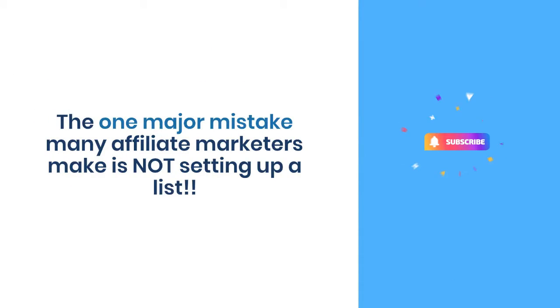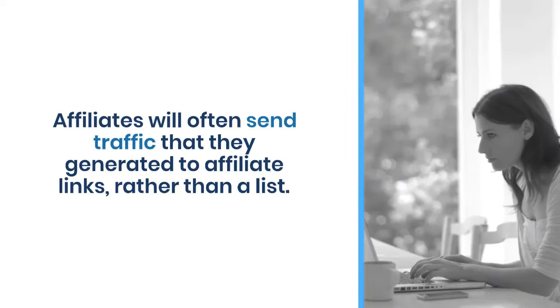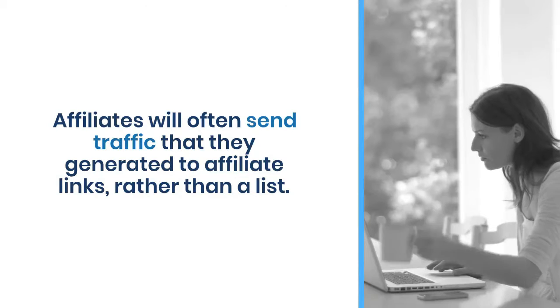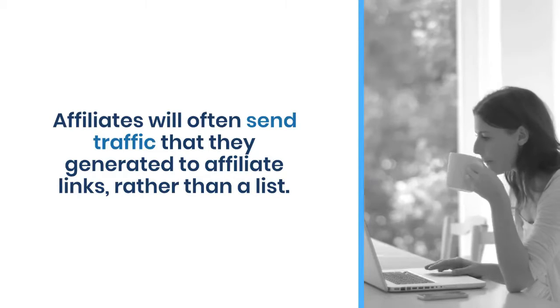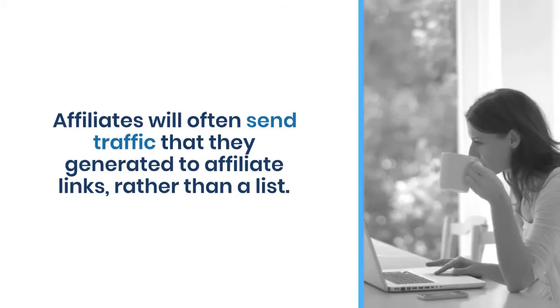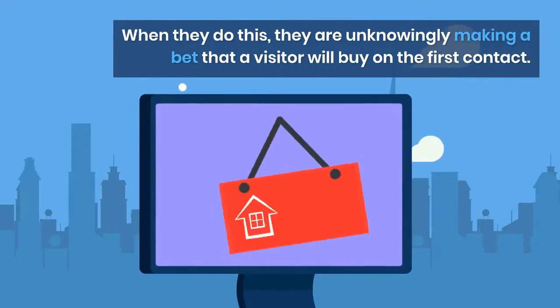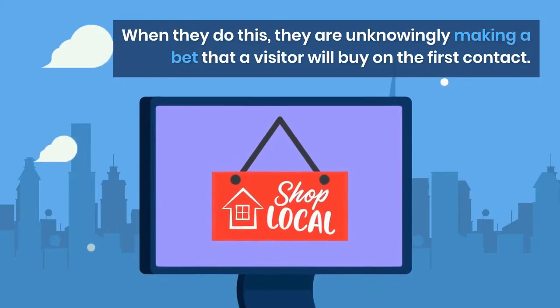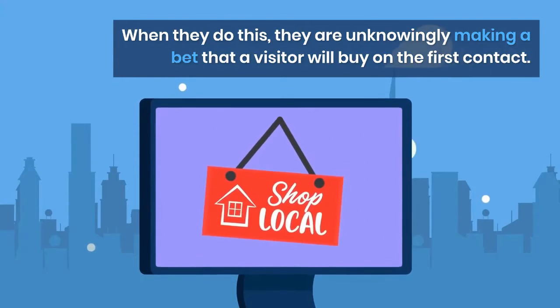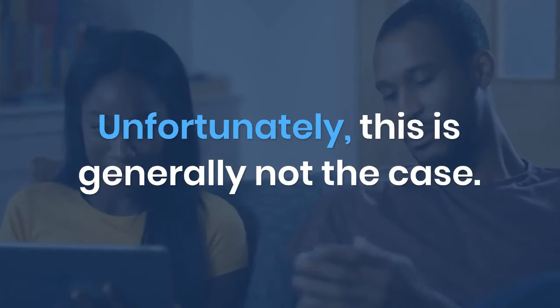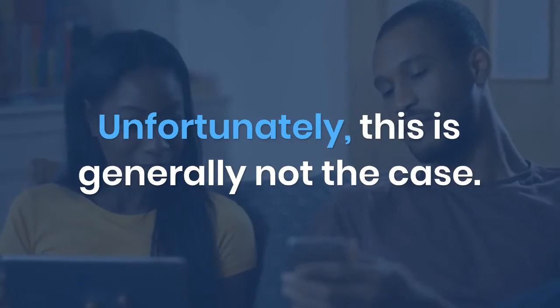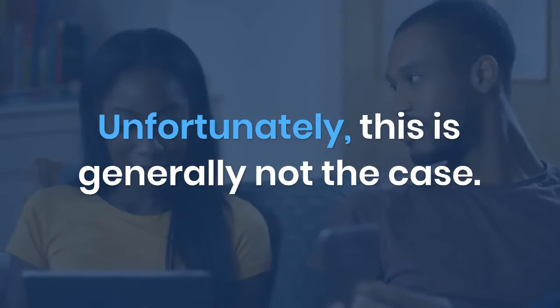The one major mistake many affiliate marketers make is not setting up a list. Affiliates will often send traffic that they generated to affiliate links rather than a list. When they do this, they are unknowingly making a bet that a visitor will buy on the first contact. Unfortunately, this is generally not the case.